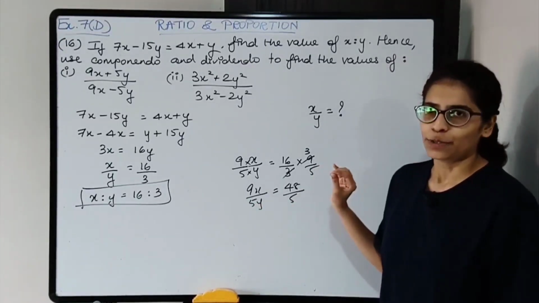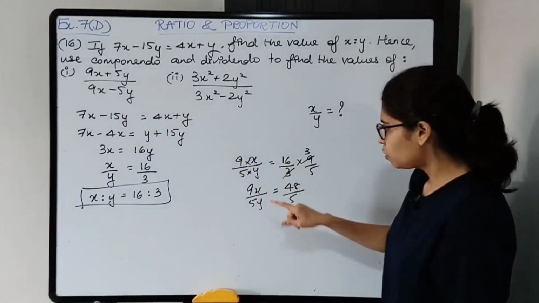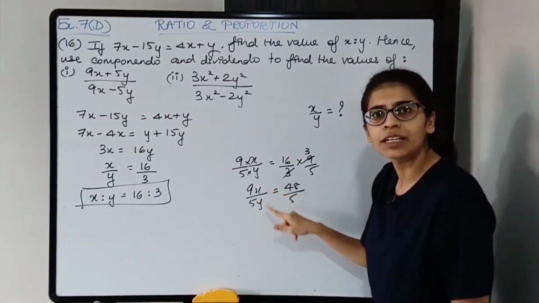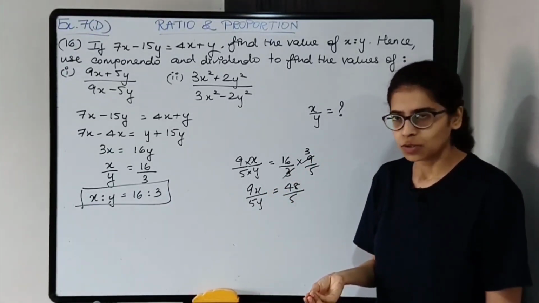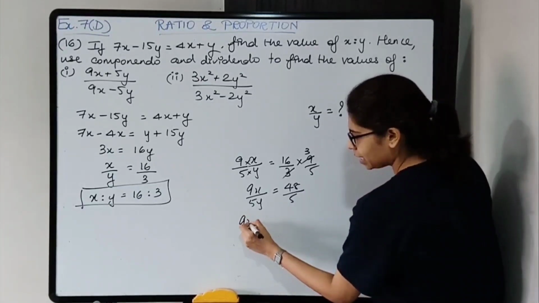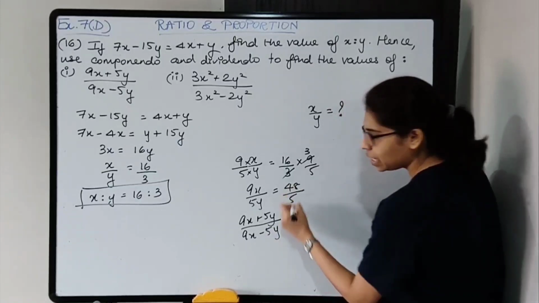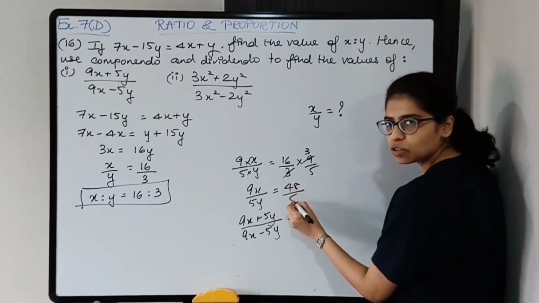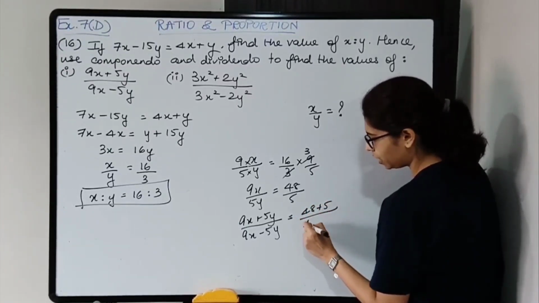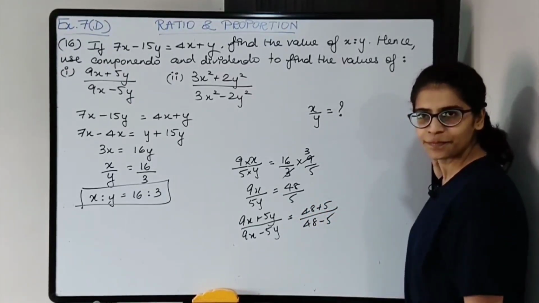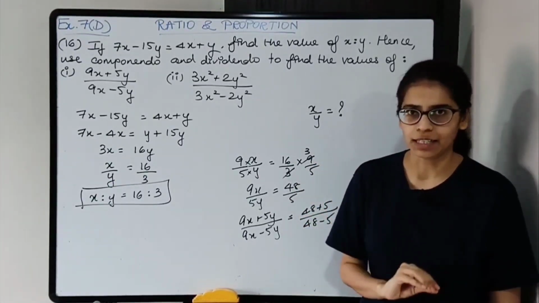Now we'll apply the property. 9x plus 5y upon 9x minus 5y. So it will be numerator plus denominator upon numerator minus denominator, using componendo dividendo. So by componendo dividendo, 9x plus 5y upon 9x minus 5y, same thing over here: numerator plus denominator upon numerator minus denominator. So 48 plus 5 upon 48 minus 5. Okay, so let us solve this properly with proper steps and proper reasoning.